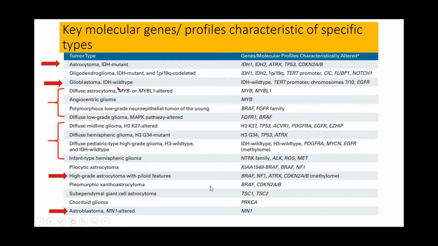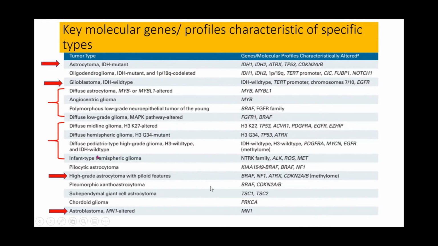If it is a high grade glioma, which is IDH wild type, and it shows necrosis and microvascular proliferation, you can look for molecular alterations of TERT promoter mutation, gain of chromosome 7, loss of chromosome 10, and EGFR amplification. Amongst the low-grade gliomas, which I have already mentioned in childhood, the alterations that can be looked for are MYB, BRAF, FGFR, and other MAP kinase alterations.